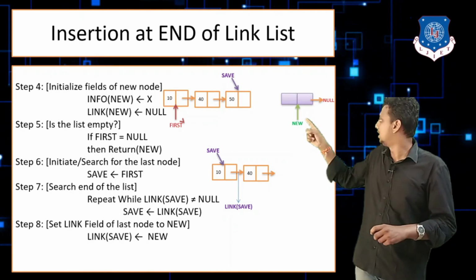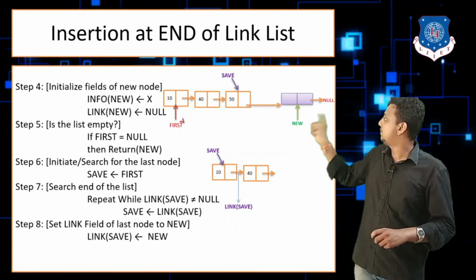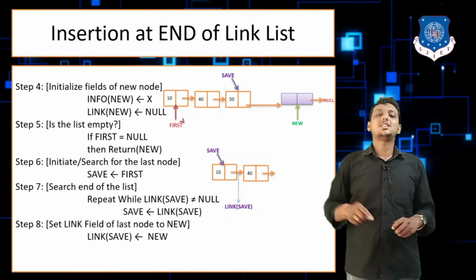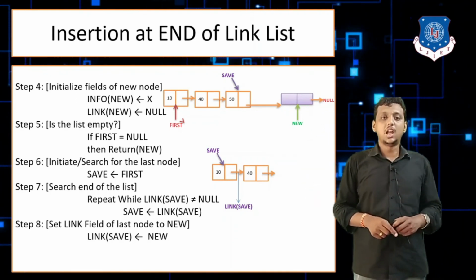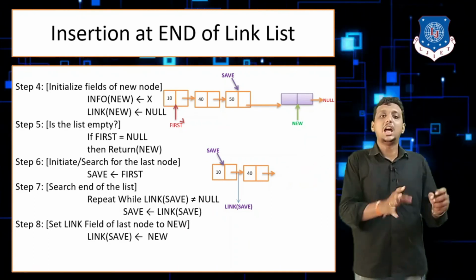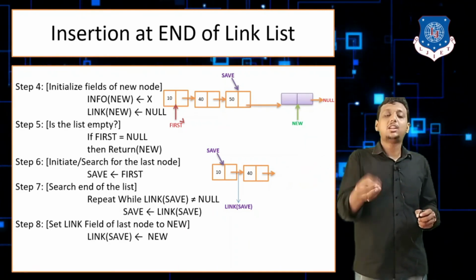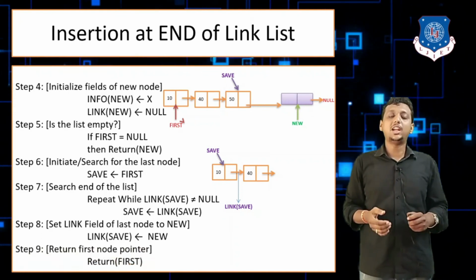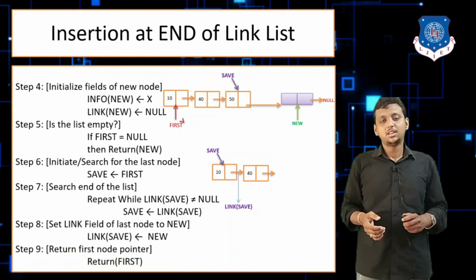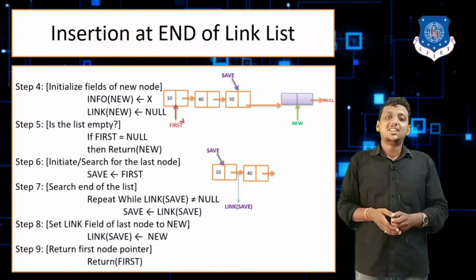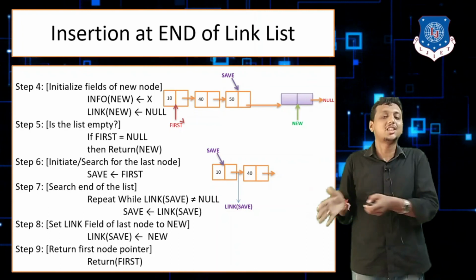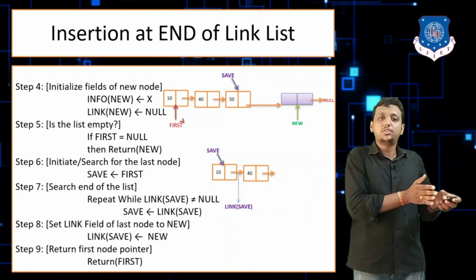With this, your link of save is directly connected to new, and your node is inserted at the last position. Now after inserting the node at the last, what is the address of your first node? That is the first pointer. You just need to write return first. Fine. So this is how you can perform the traversing operation. This is how you can search the last node of the linked list.